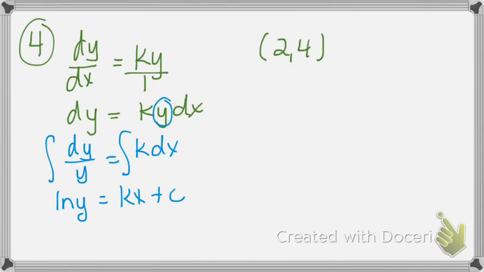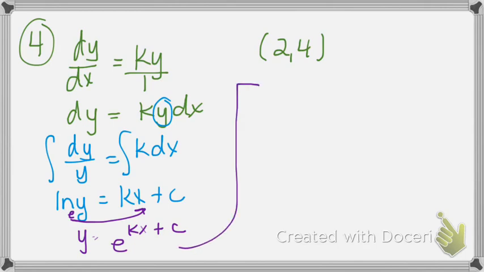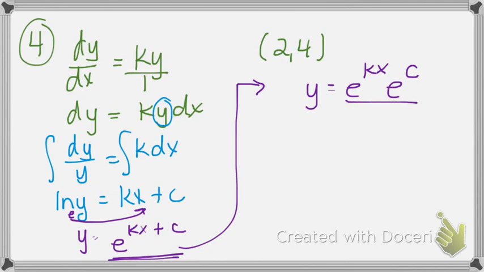Now, we want to solve for y. Remember, there's an understood e there, so I'm going to rewrite it in exponential form. y equals e to that power. Now, there's an understood rule on these problems that we want to write this a different way. This is the same as writing it as y equals e to the kx times e to the c, because you can add exponents. So this thing, e to the kx plus c, is the same as e to the kx times e to the c.